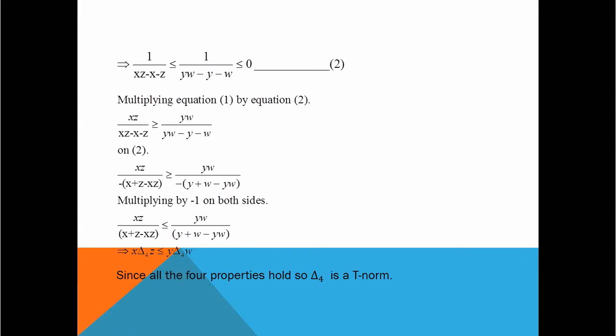Since all 4 properties hold, delta 4 is a T norm. So we prove that delta 4 is also a T norm. Today we proved that these two T norms satisfy all 4 properties. In this way, we can solve many other T norms as well, which are very helpful in solving fuzzy numbers, and different expressions of fuzzy numbers can be solved in this way. Thank you.